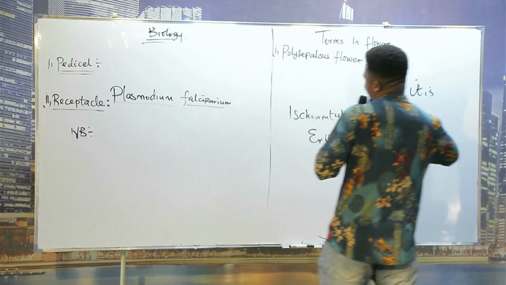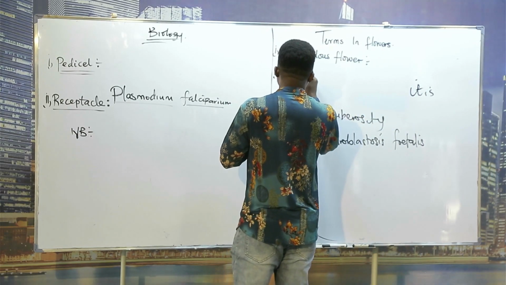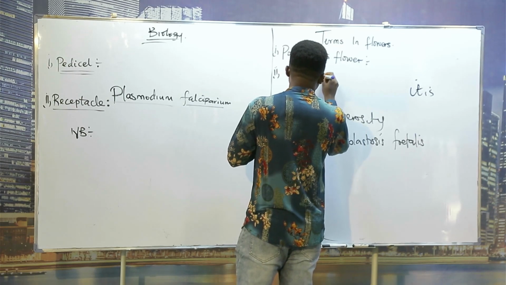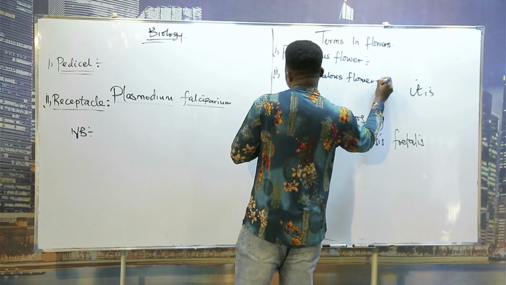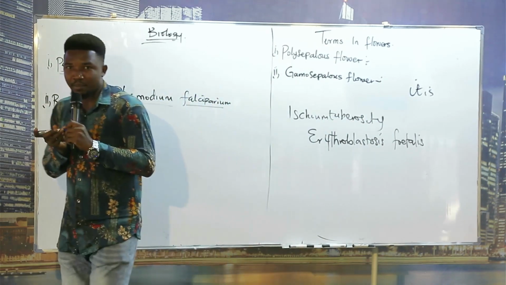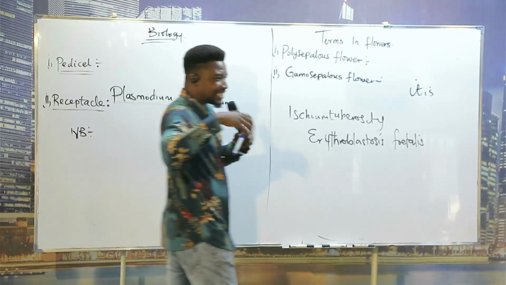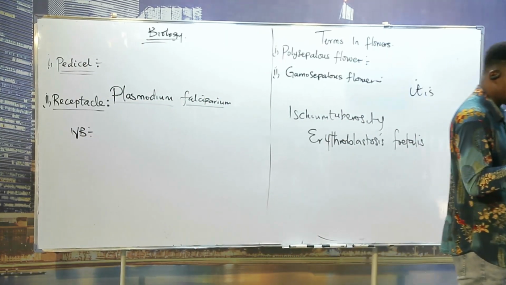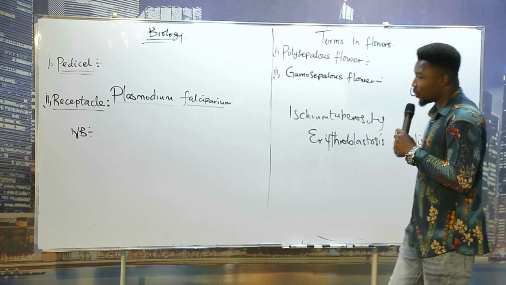But the opposite of it is called gamocephalous. Gamocephalous flower. What is a gamocephalous flower? It is a flower that the sepals are fused. Do you understand what I'm saying? They are what? Fused together. Okay. So that is what we call the gamocephalous.